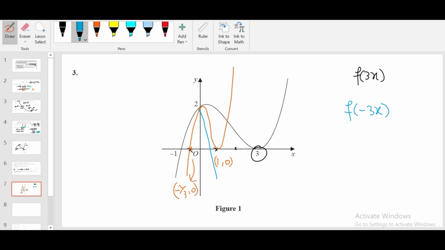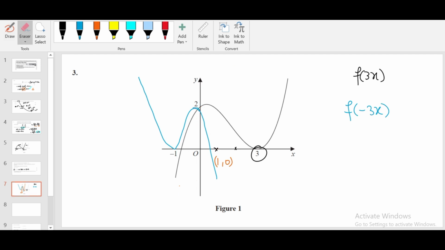a piece here. Instead of positive 1, it's going to go through negative 1. This is the graph. And definitely you need to mention the points. This is minus 1 comma 0. This point is 1 over 3 comma 0. The y coordinate is 0, the same point, 0 comma 2. That's the graph of f of minus 3x.